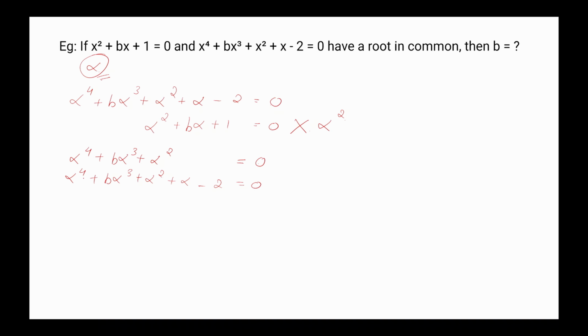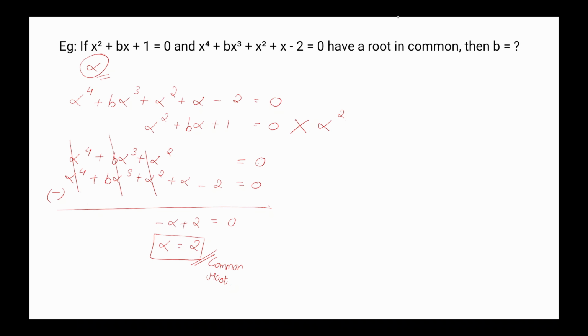Now what I am going to do is subtract these two equations. If I subtract these two equations, this term would cancel out, this term would cancel out, and this term would also cancel out. If all these terms cancel out, simply what are we left with? Minus alpha plus 2 is equal to 0. So from here we can get alpha is equal to 2. So we found our common root. So my common root alpha is 2.